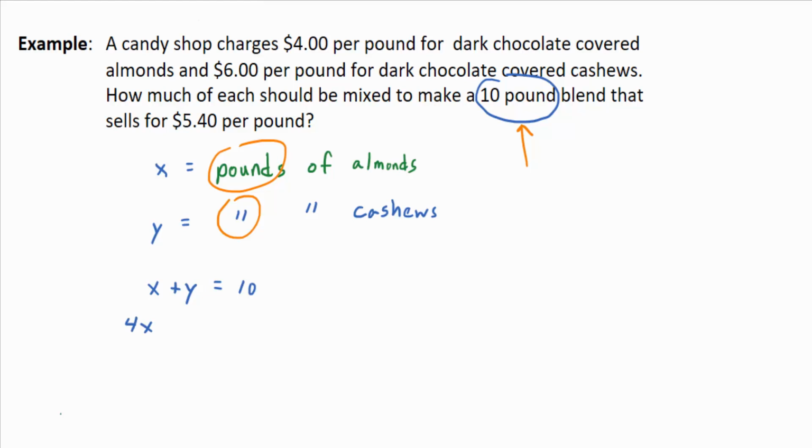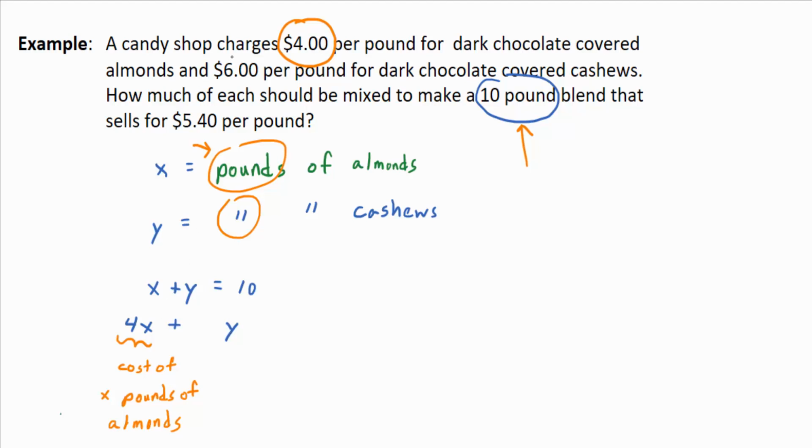So let me label this so that you understand where I got this. 4X would be, okay, it's $4 per pound for the dark chocolate covered almonds, and it's X pounds. So this would be the cost of X pounds of almonds, 4 times X. Does that make sense to you? Okay. Plus, can you get me something similar for Y?